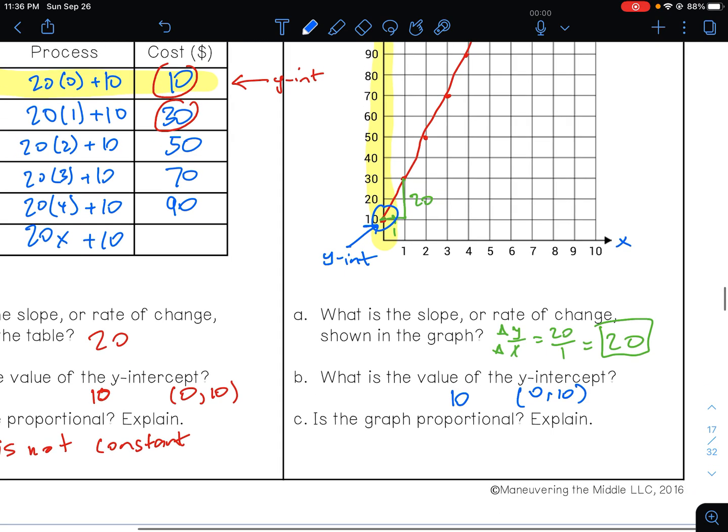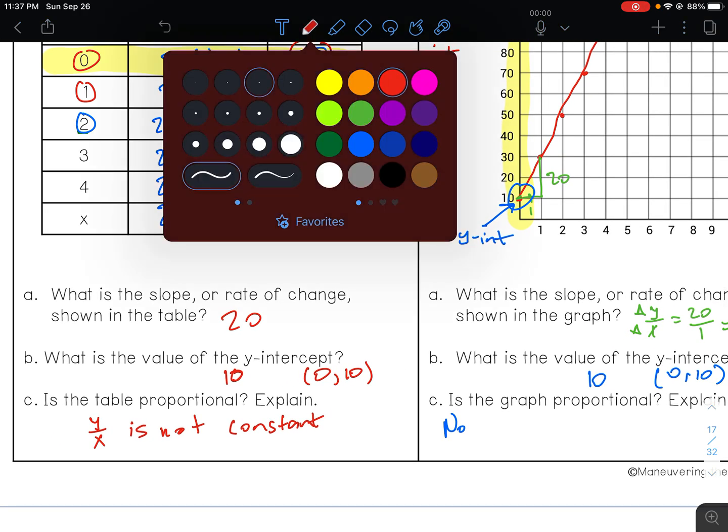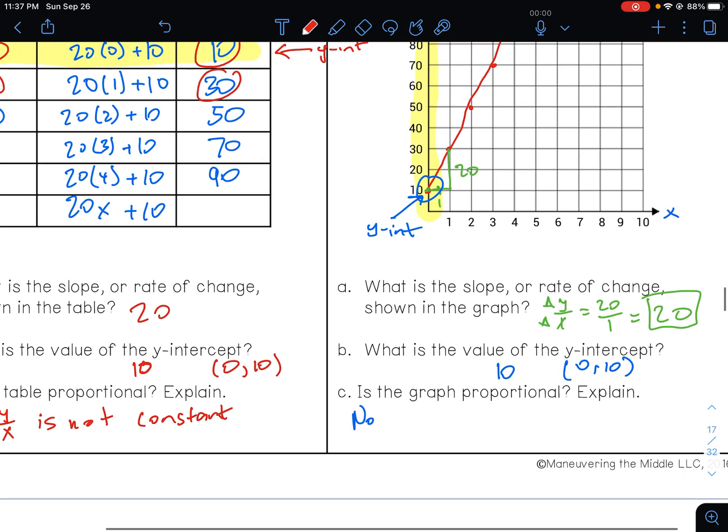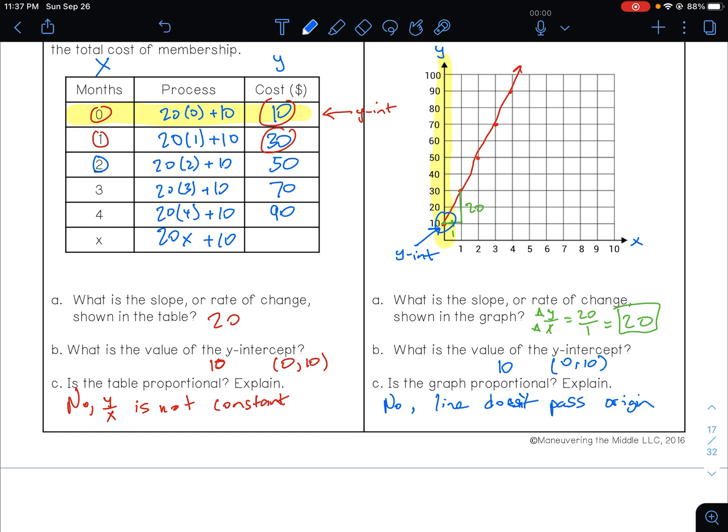And finally, is the graph proportional? It's no. Oh, I should have said no over here too. And how do you know? Well, for the graph, the line doesn't pass through the origin. Based on the graph, you know it's not proportional because it does not run through (0, 0), which is the origin.